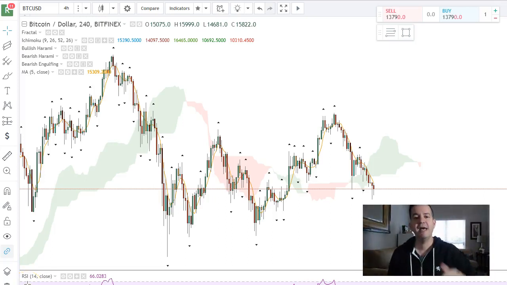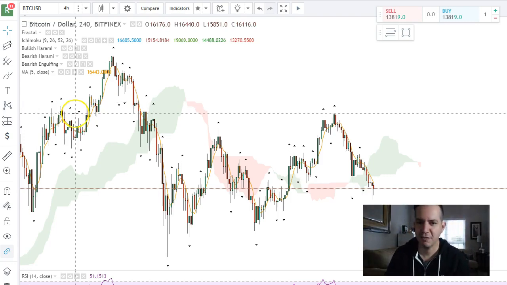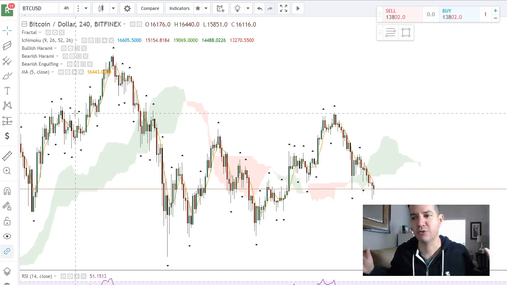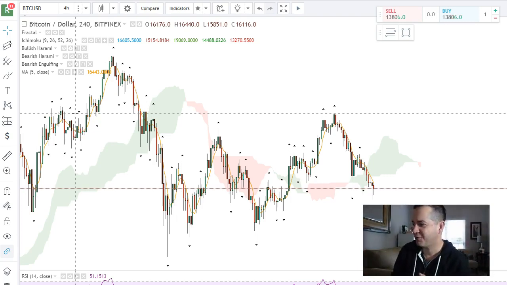Let's take a quick snapshot of the Bitcoin chart. I have the Bitcoin dollar chart, 4-hour chart. Every candle you're looking at right here represents a 4-hour period of time in Bitcoin. And as you may have noticed, the price of Bitcoin is falling. The sky is falling. Run for the hills. At the time of this video, Bitcoin is $13,805 a coin.